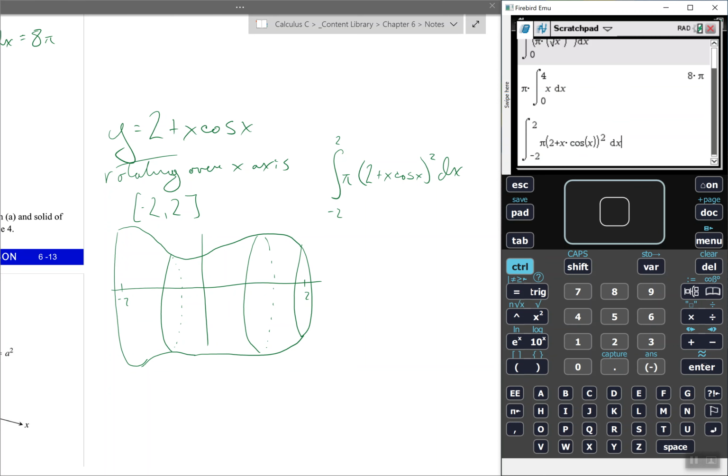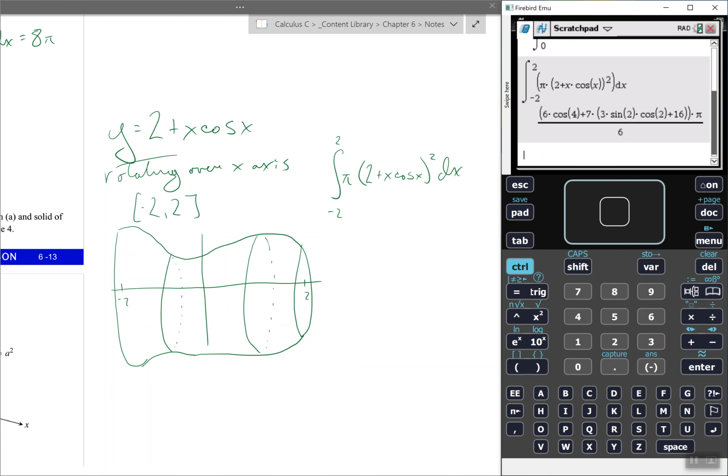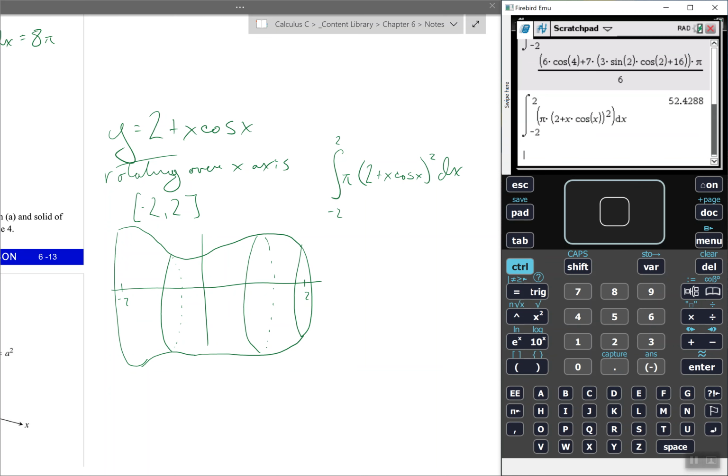So we have this, we hit enter, we get this crazy thing. I have no idea what that is, so let's get an approximation. So approximately 52.43.